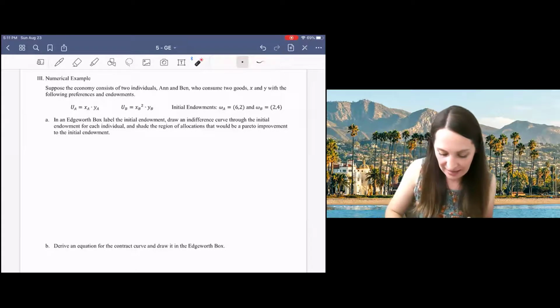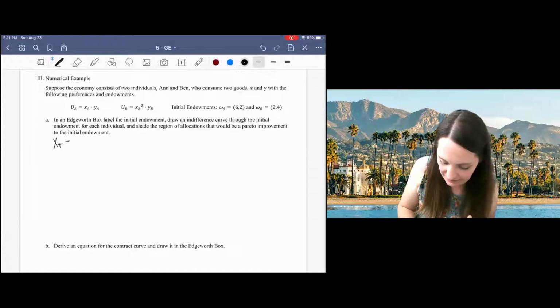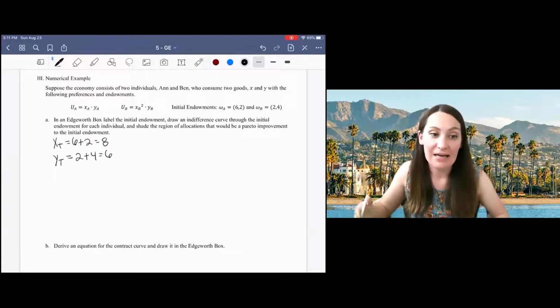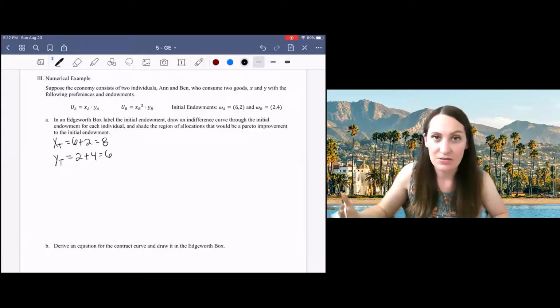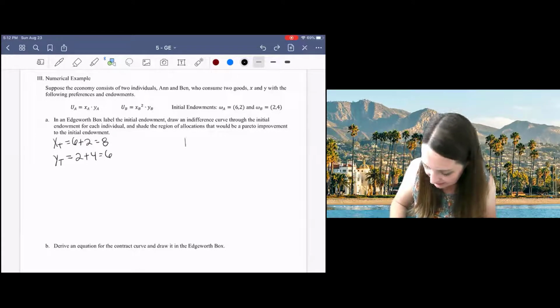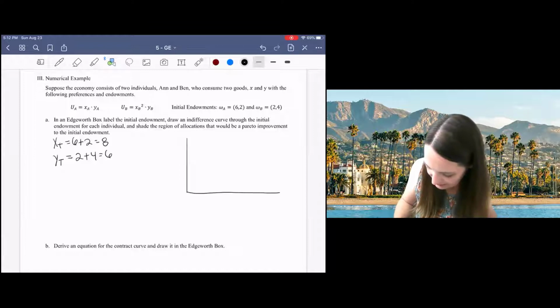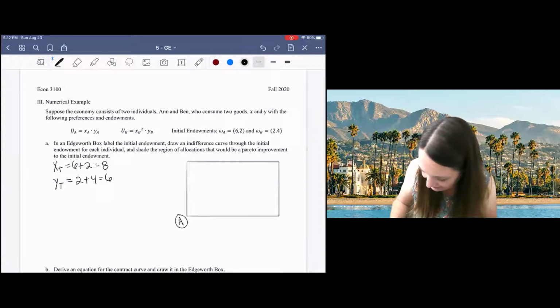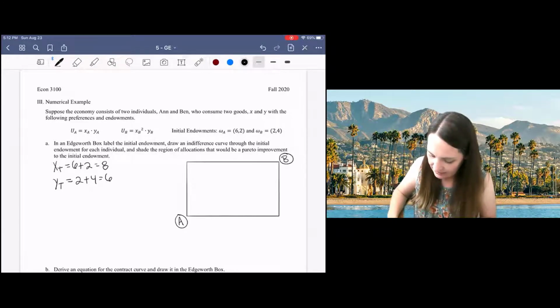That tells me that total X is equal to 6 plus 2, or 8, and total Y is equal to 2 plus 4, or 6. So as a small society, we have 8 units of X and 6 units of Y, and we want to represent that in our box. To draw the box then, we'll draw the y-axis a little bit shorter than the x-axis. Remember, we're going to put person A on one axis and person B on the other.